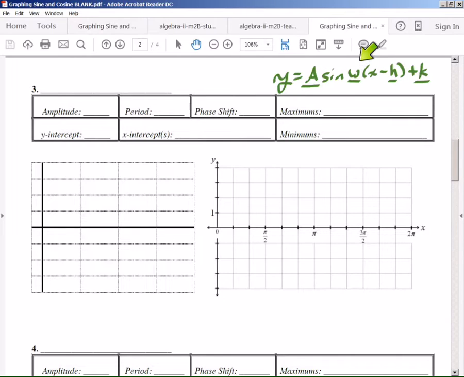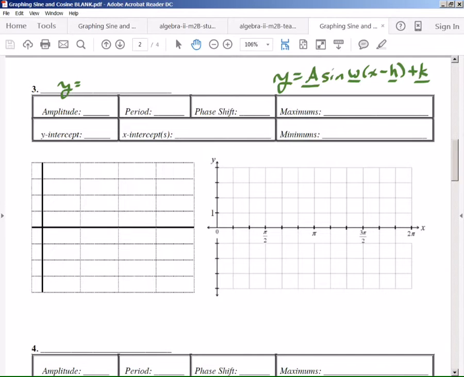The w changes our period. Whatever's multiplying the x is changing the period. The h moves it left or right. It's like a shift to the left or a shift to the right. And then the k moves the function up and down. Right now I just want to focus in on this w because that's kind of confusing. So let's look at this function right here.